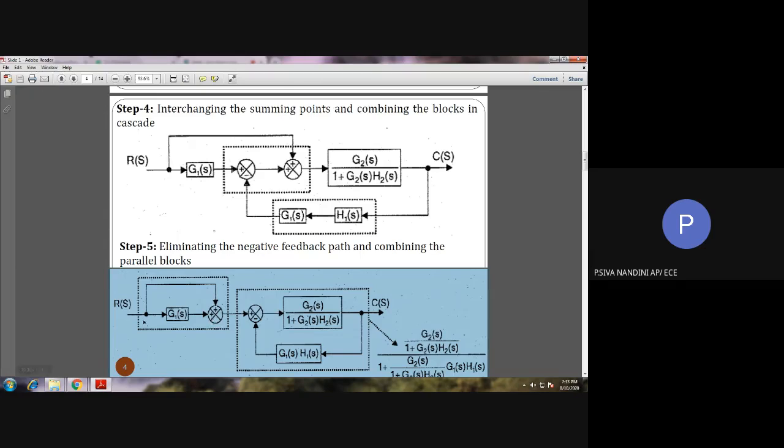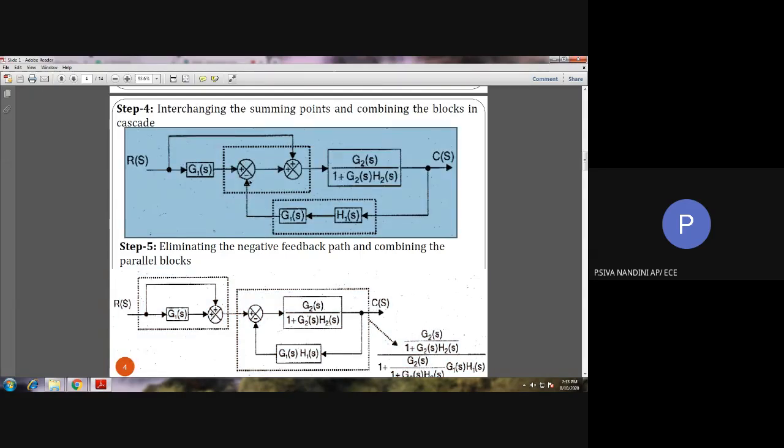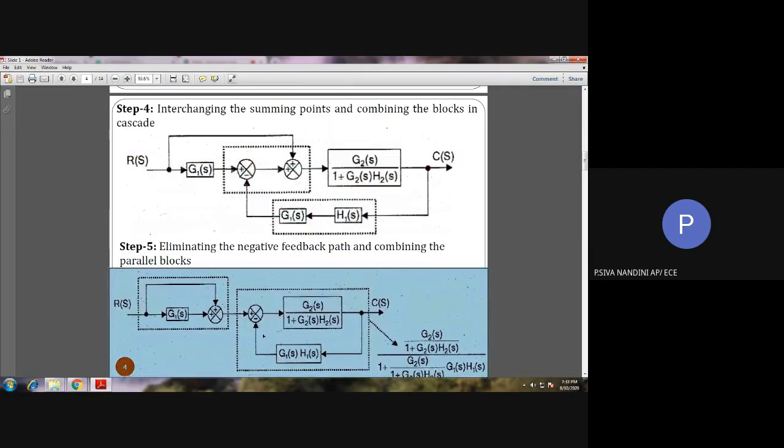The same input R of S and G1 of S is given to the summing point. And then we are moving the first summing point in step 4 to the second position. The same input is given from the forward direction and in the feedback path G1S, H1S. Thus, we have interchanged the two summing points in step number 5.